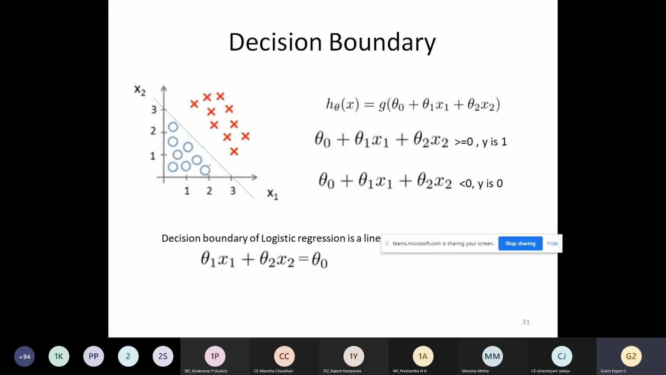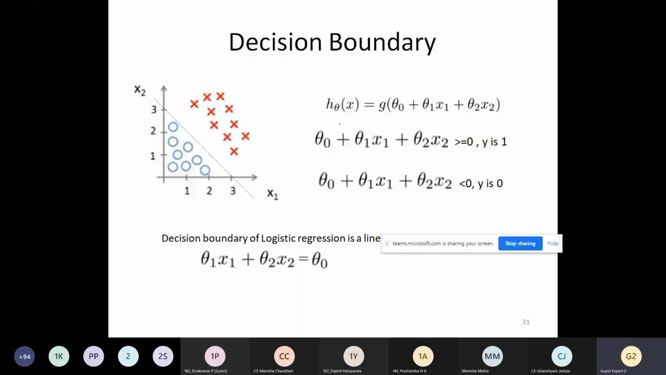So we can define a decision boundary in logistic regression. This is the example of two features, x1 and x2. We have two features in our data set and we want to do logistic regression. Suppose first we plot our data set on the x1 and x2 axes. So these are our data points. Now how are these data points separated? With the help of a decision boundary.